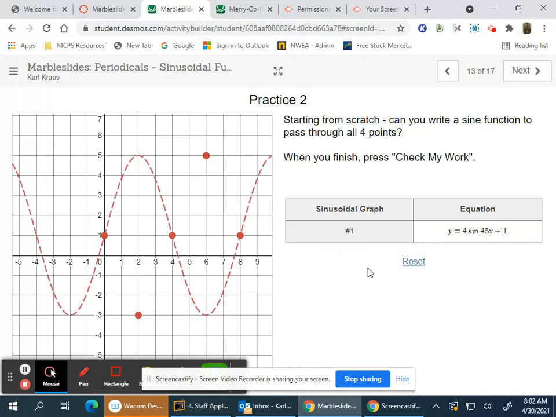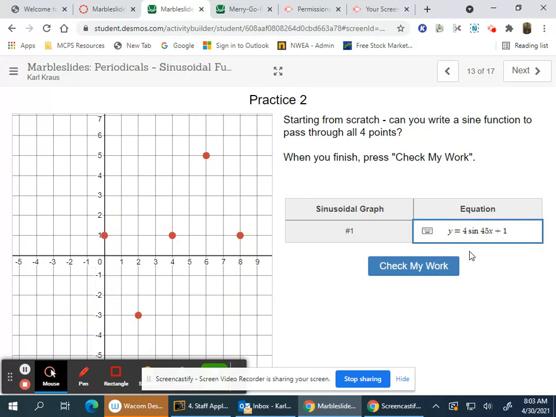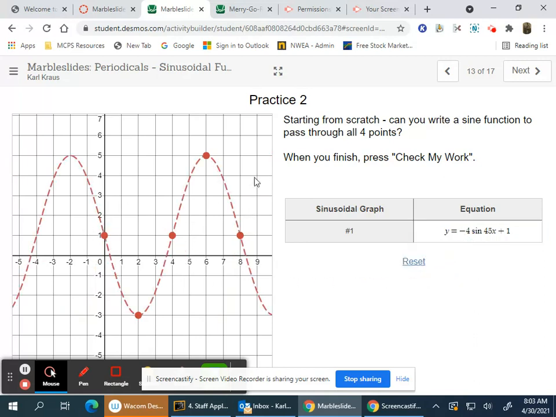And then when I check, I notice that I hit all the center line points, but this is a minimum and this is a maximum. So I need to reflect this point over the x-axis. So I have to put a negative in front of here. And now the points are connected.